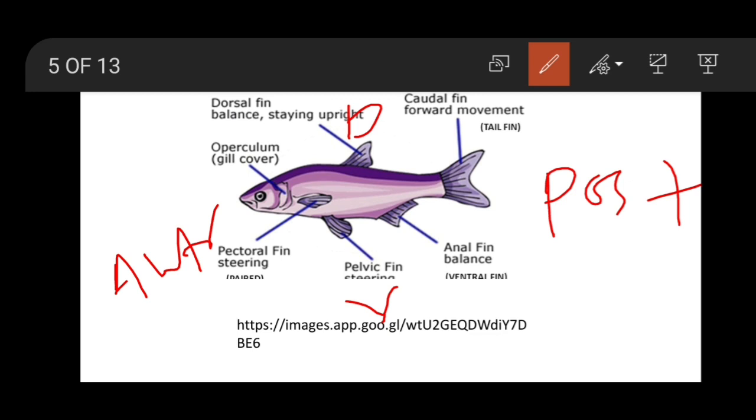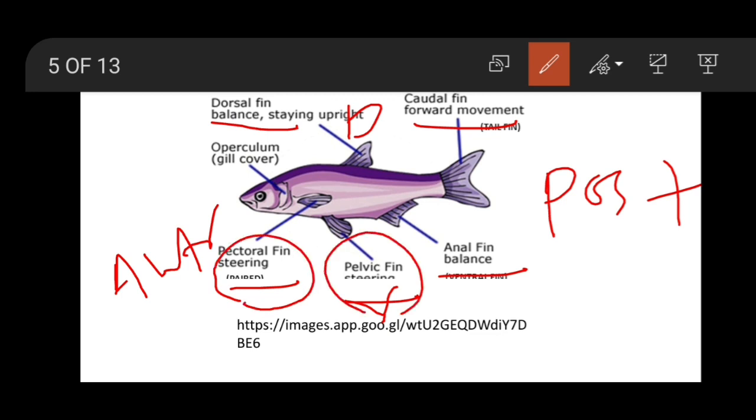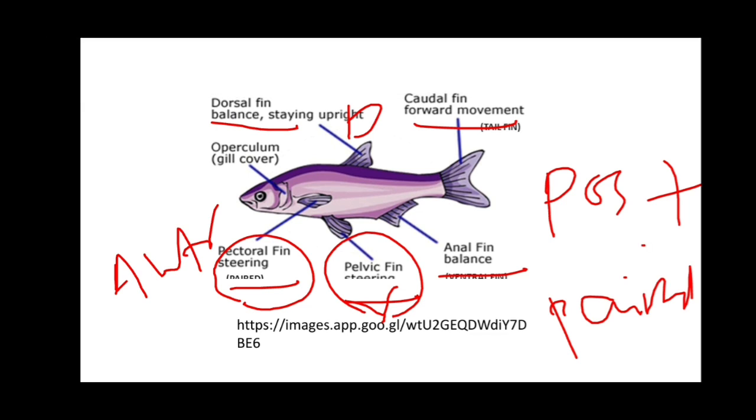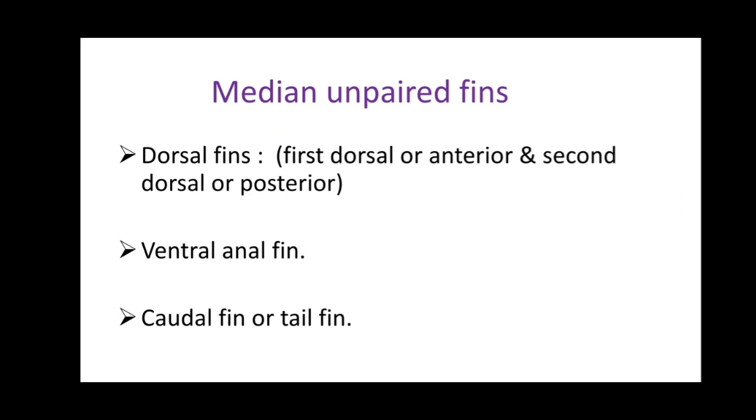In this diagram you can see the dorsal fin, caudal fin, anal fin, pelvic fin, and pectoral fin. The pectoral fin and pelvic fin are the paired fins and others are the unpaired fins. Next are the median unpaired fins. There are four types: the dorsal fins, which are the first dorsal or anterior and the second dorsal or posterior fin, then the ventral anal fin, and the caudal or tail fin.